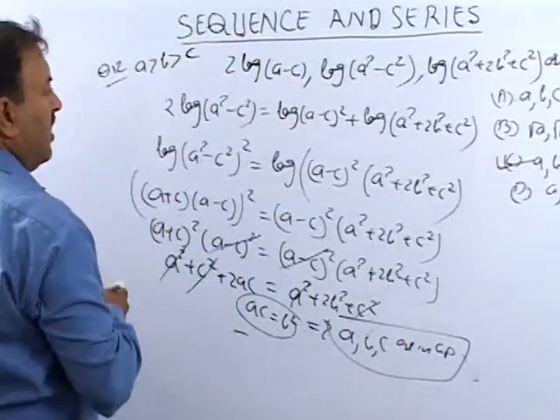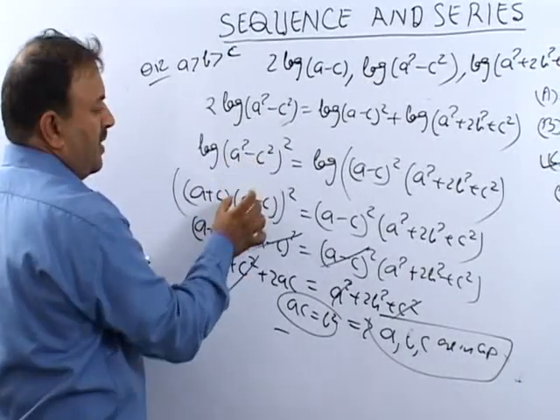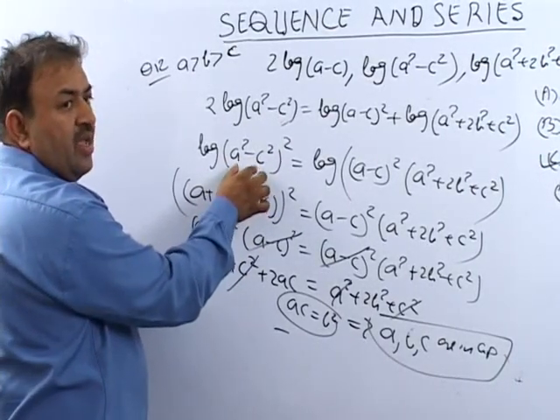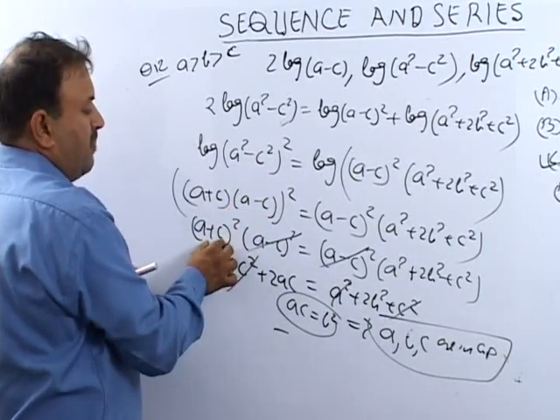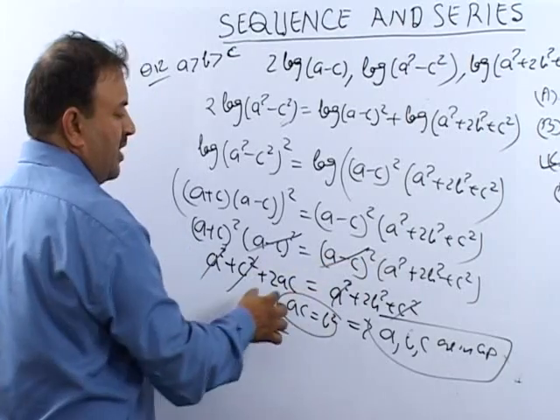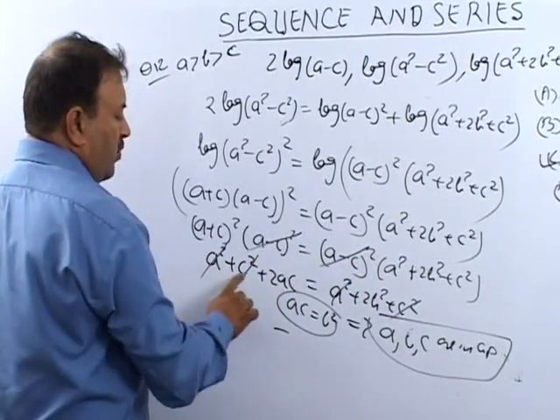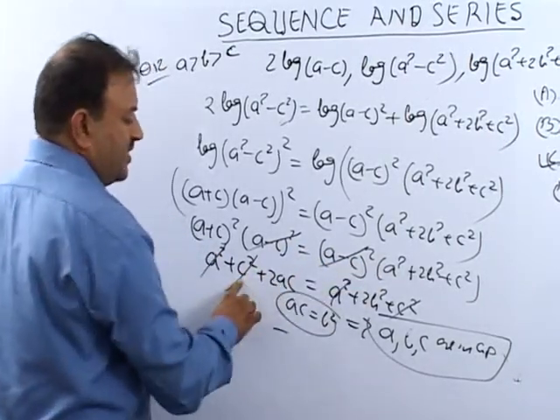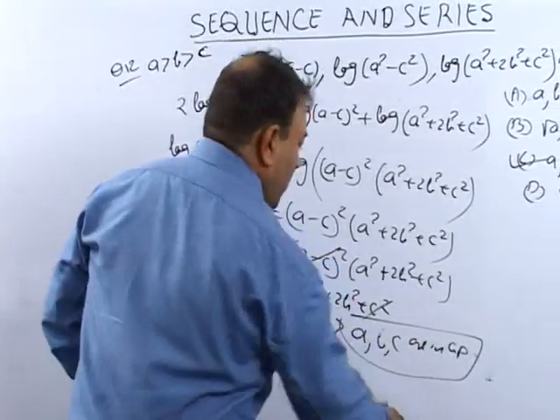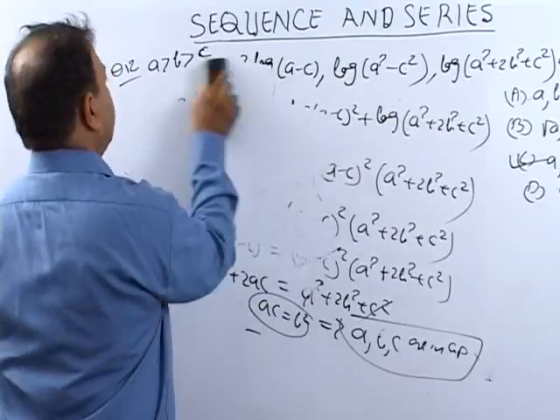Once again, up to here it is like the previous question, but here you have to be careful. We factored A² minus C²: (A + C)(A − C), the whole square, (A + C)² (A − C)². Cancelling out (A − C)², now I got A², open it, A² and C² cancel out, B² is equal to AC, or A, B, C are in GP.